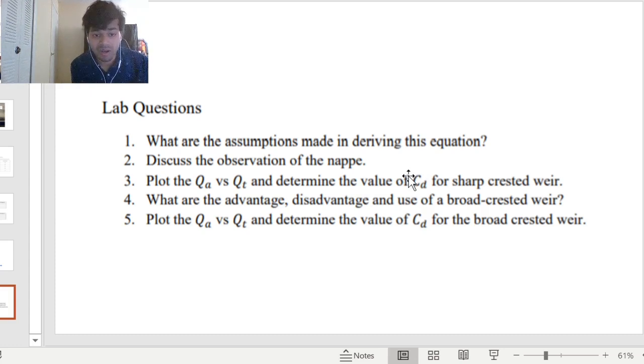Okay, then plot QA versus QT, and determine the value of CD for the sharp crested weir, same thing for the broad crested weir. And question number 4 is basically to discuss the advantage and disadvantage of both weirs, and the use of the broad crested weir, why you would want to use this weir or that weir. So that's all for the lab 4 questions.